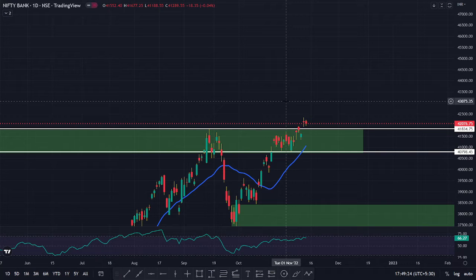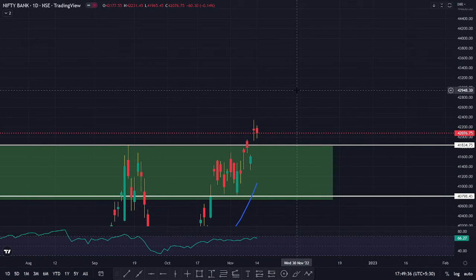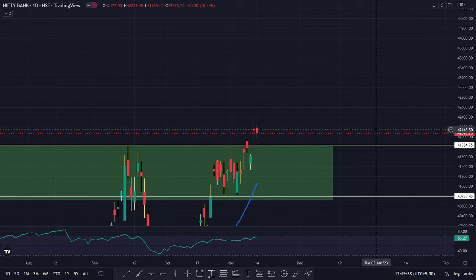All right, so you can see that these resistance and demand zones have been marked, but we had a breakout again. So this is going to be a resistance zone. What most people do is that as soon as a resistance zone is broken above, they take a long position, expecting that the market will go higher.